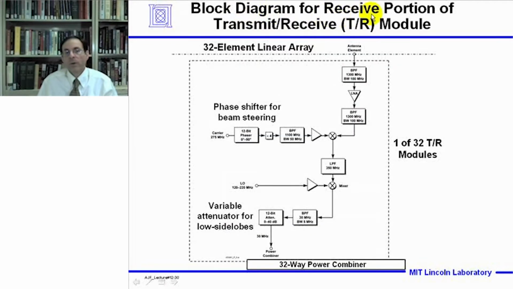This slide shows a block diagram for the receive portion of the transmit-receive TR module in the 32-element linear array. So here's the antenna element. After going through the low noise amplifier, phase shift is applied in this first mixer, and then the received signal is down converted, where a variable attenuator is used to apply the desired taper, and then the phase and amplitude weighted signal of each of the 32 elements goes to this 32-way power combiner.